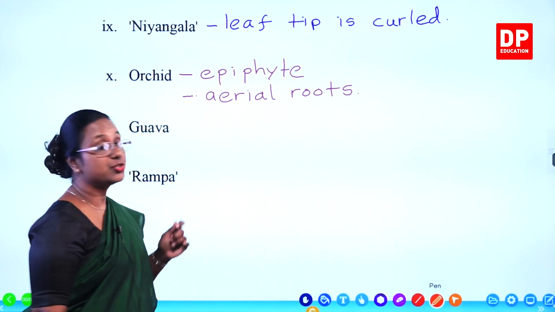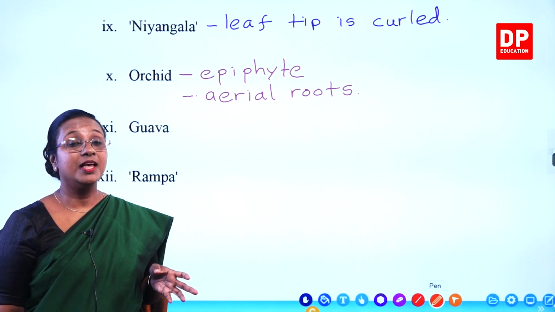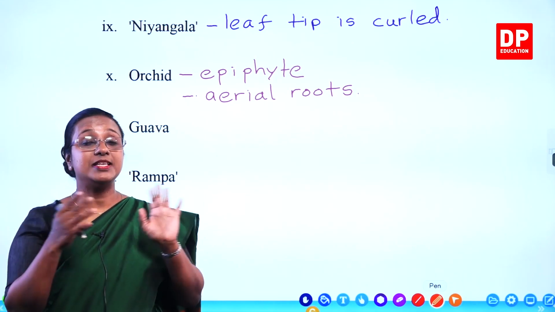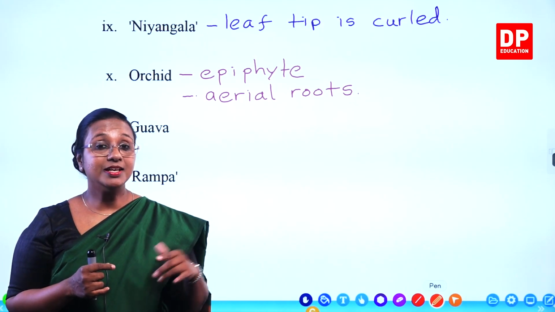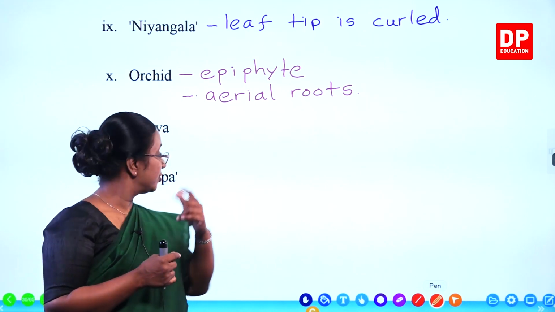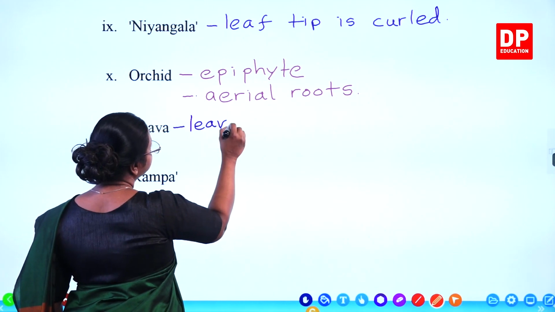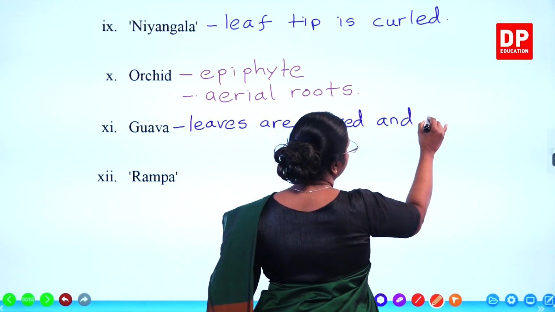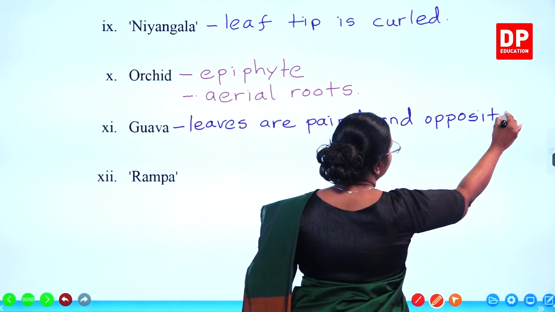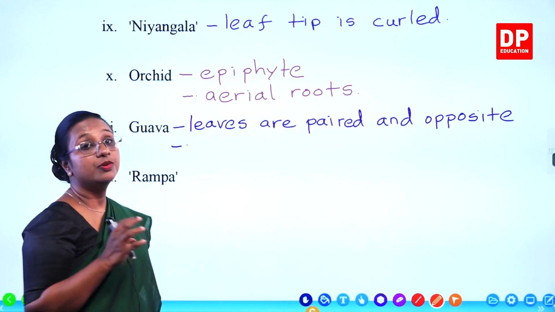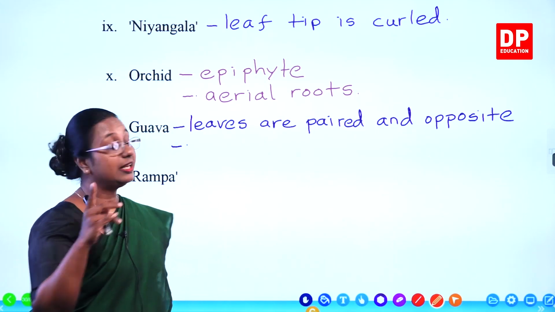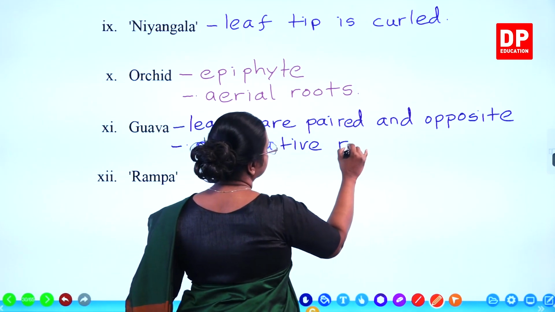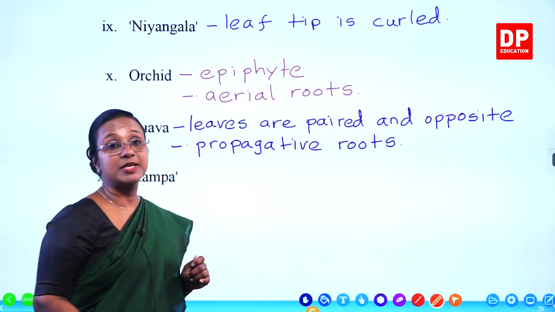Then we have the next one, that is guava. What is the adaptation of guava? It has a special leaf arrangement. What is that? Leaves are opposite and paired, that is one. Another one, they propagate by roots. So two adaptations. Here, leaves are paired and opposite. That is one adaptation. And also, what is the other one? They have propagative roots. So another special adaptation.